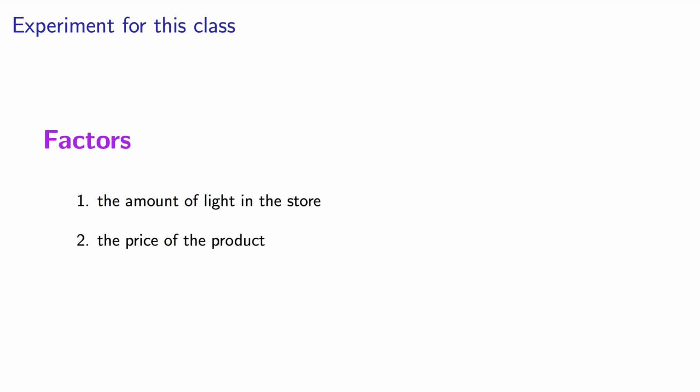The second factor we're going to consider in the experiment is the price of the product. We could sell the product for $7.79, or we could sell the product for $8.49. This again is a numeric variable.